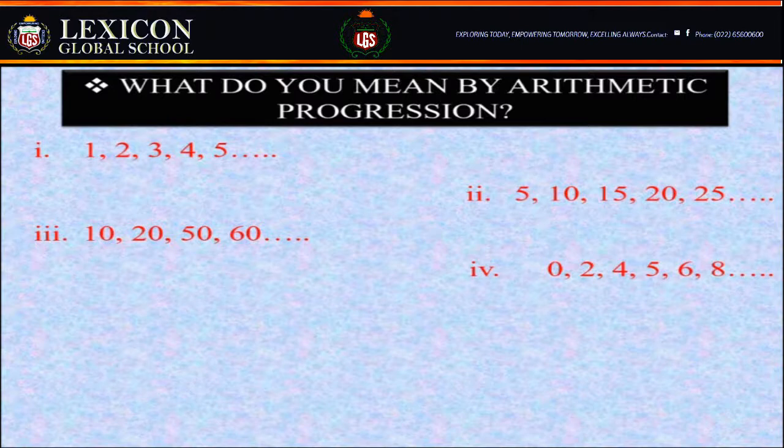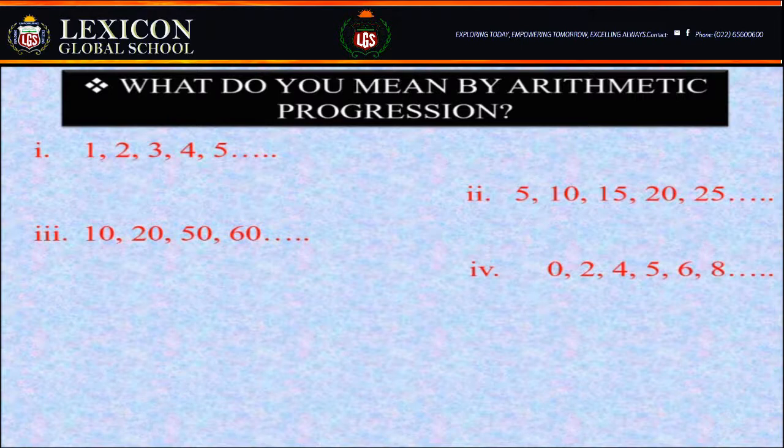Let us see example number 4. 0, 2, 4, 5, 6, 8 and so on. Yes, the difference over here is also varying. Like 0 plus 2 will give you 2. 2 plus 2 will give you 4. 4 plus 1 will give you 5. 5 plus 1 will give you 6. 6 plus 2 will give you 8. Again over here, the difference is different for each term.